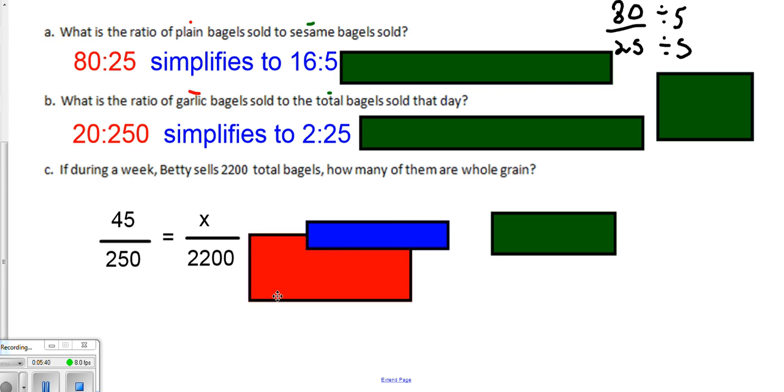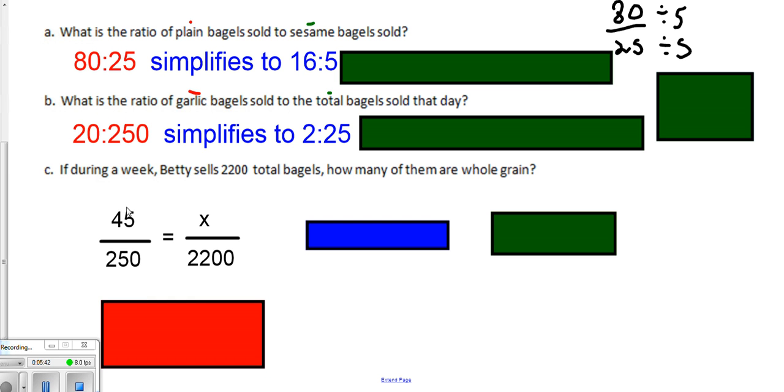We'd set up our proportion to look something like this: whole grain over total equals whole grain over total. So in both cases, total has to be on the bottom, whole grain on top. Make sure your labels match. Now that we have a proportion set up, we can cross multiply: 45 times 2,200, 250 times x.